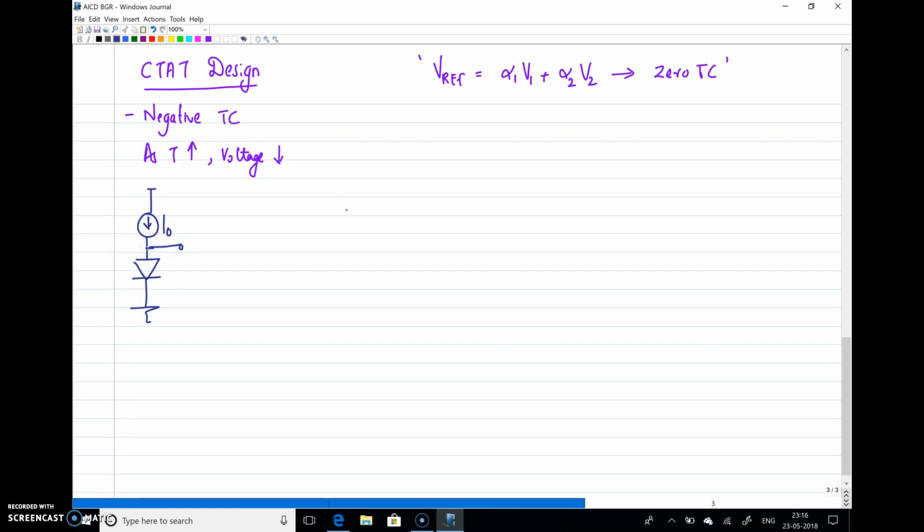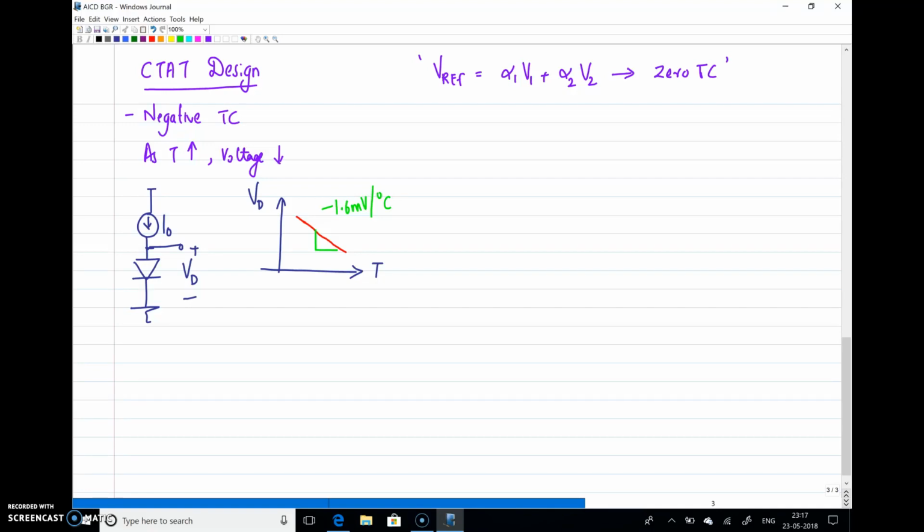So I0 is the current flowing through this diode, and if I measure the voltage across this diode, which is nothing but Vd, and plot Vd as a function of temperature, what you'll get is that this Vd behavior is nothing but a CTAT behavior. It is complementary to absolute temperature, and generally it will show a slope. We'll look at the values a little later, but the value will be almost minus 1.6 millivolt per degree temperature when it varies.